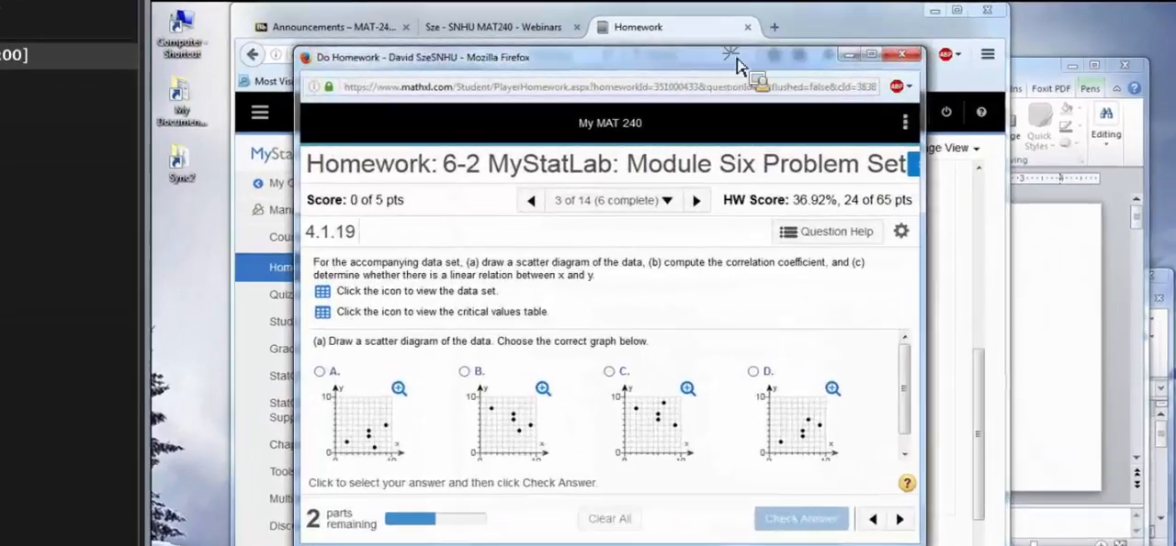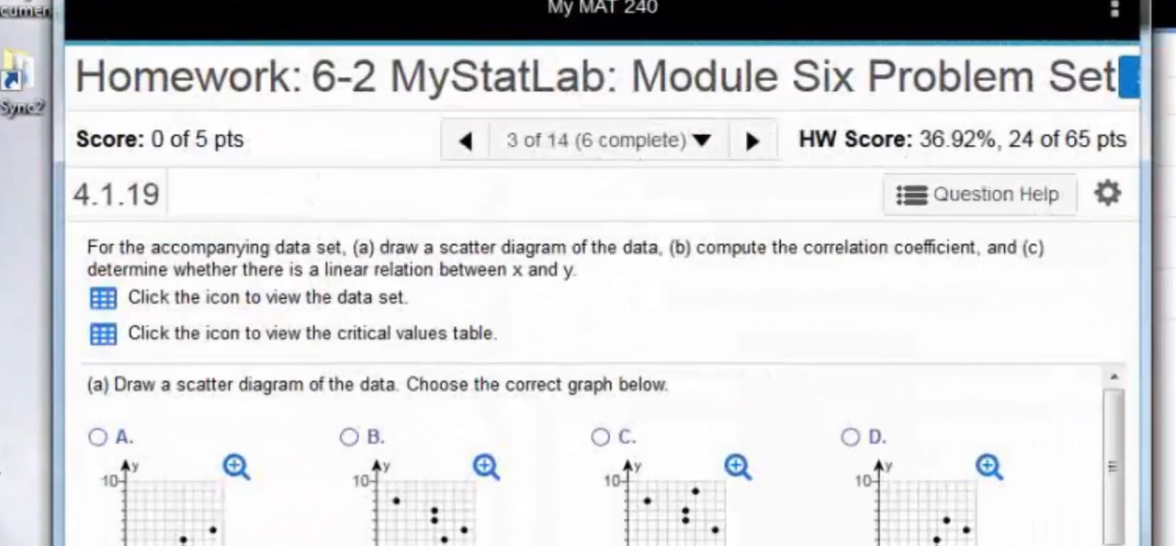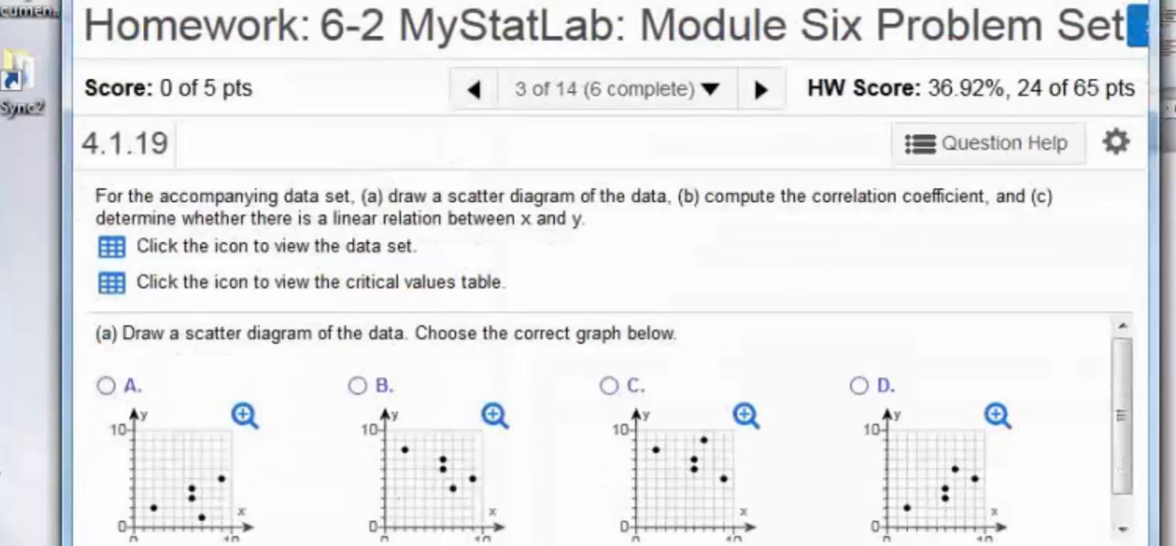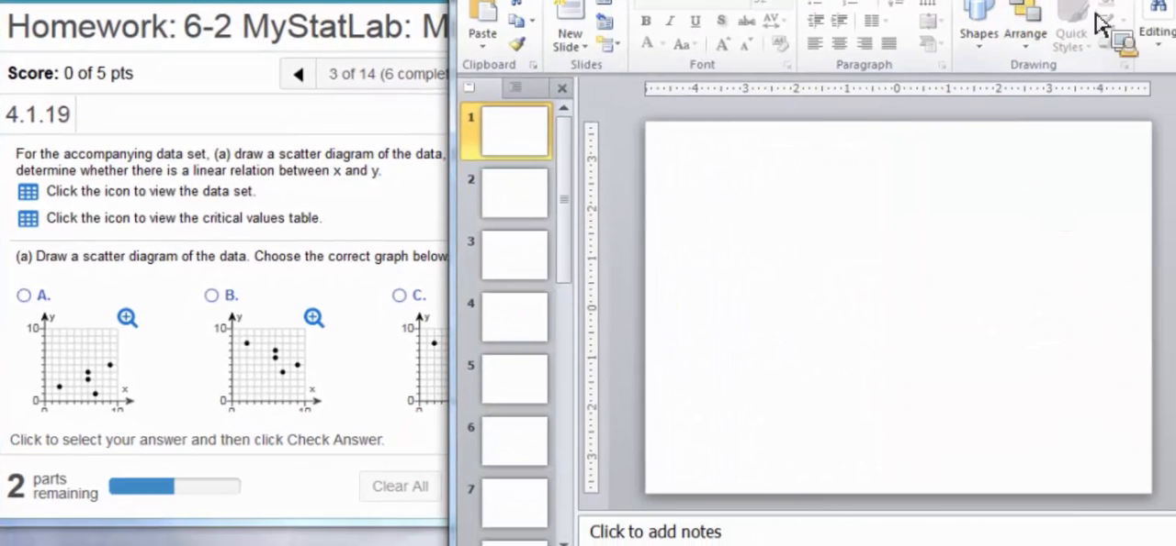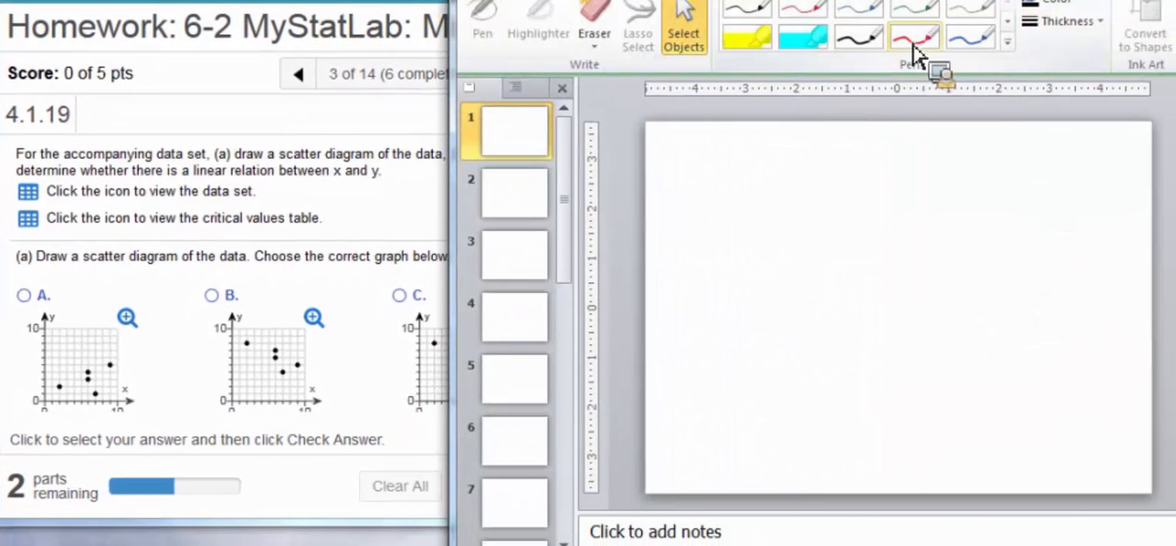Okay, problem 3. For the accompanying data set, draw a scatter diagram, compute the correlation coefficient, and determine whether there's a linear relationship or not. So 3 parts to this problem. And so part 1 is a scatter diagram, which is a visual descriptive.